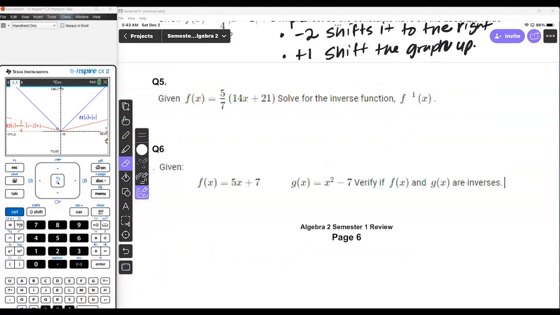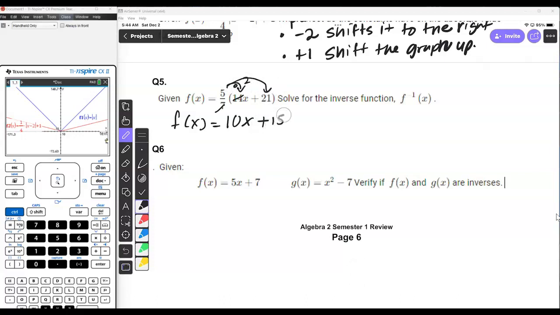So for question 5, you have to find the inverse. But first, what I would do is apply the distributive property. 5/7 times 14 is going to be 14 divided by 7 is 2. 5 times 2 is 10, so it's 10x. 5/7 times 21. 21 divided by 7 is 3, so 5 times 3 is 15.